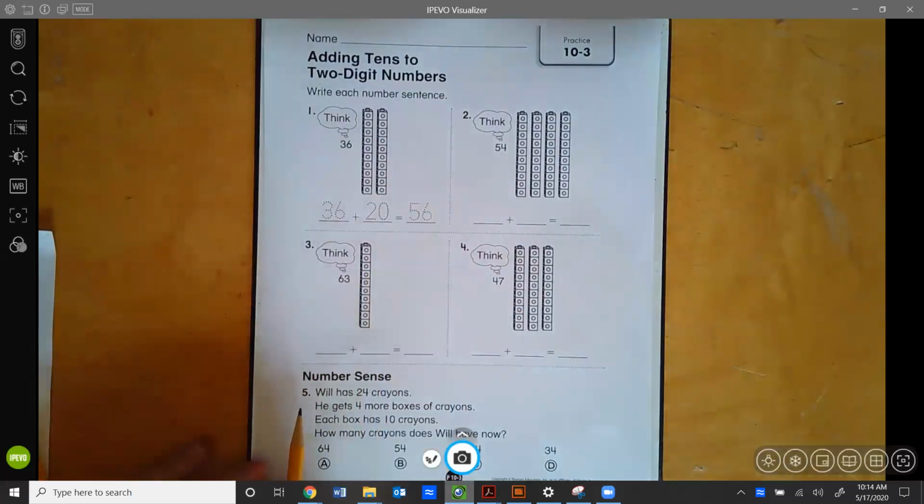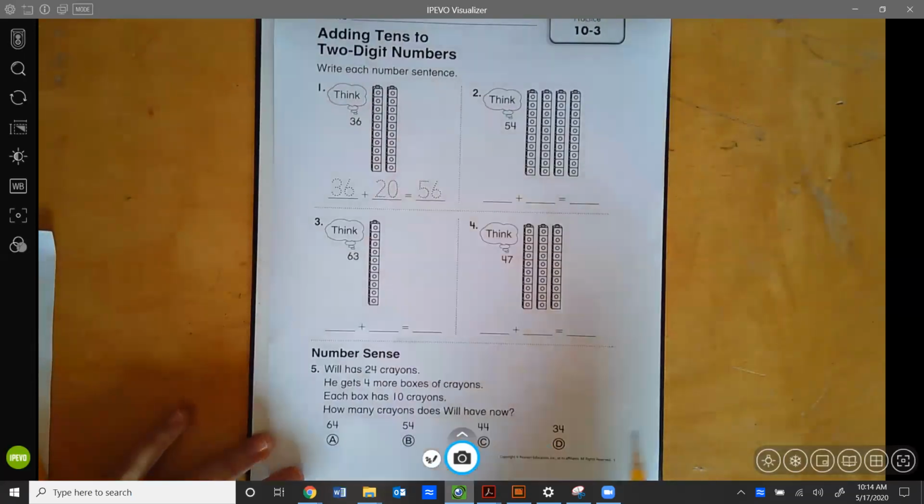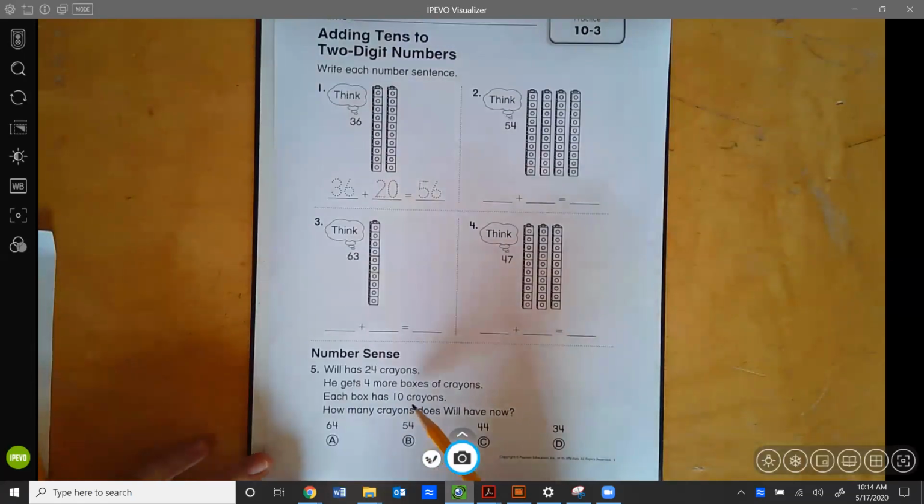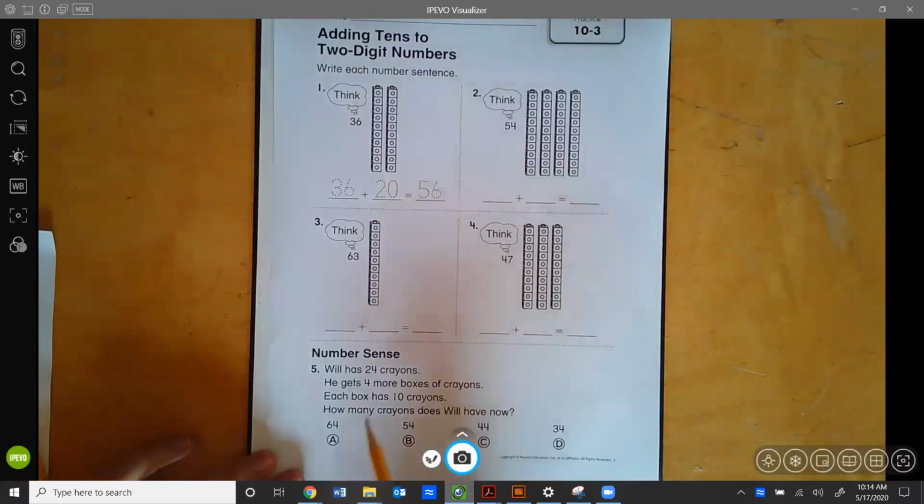Let's take a look at number sense number 5. It says Will has 24 crayons. He gets 4 more boxes of crayons. Each box has 10 crayons. How many crayons does Will have now? And you're going to circle the best answer.